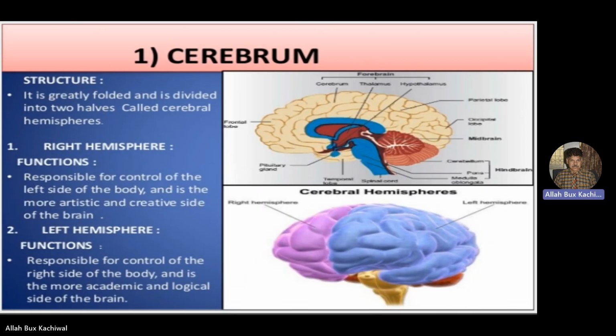The cerebrum is generally folded and is divided into two halves called cerebral hemispheres. The right hemisphere is responsible for control of the left side of the body and is the more artistic and creative side of the brain. The left hemisphere is responsible for the control of the right side of the body and is the more academic and logical side of the brain.